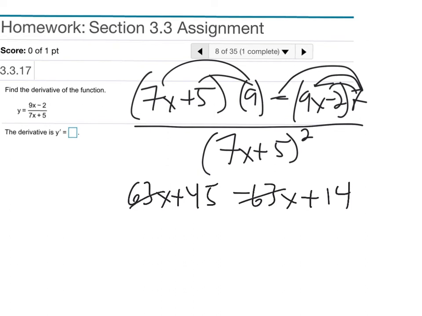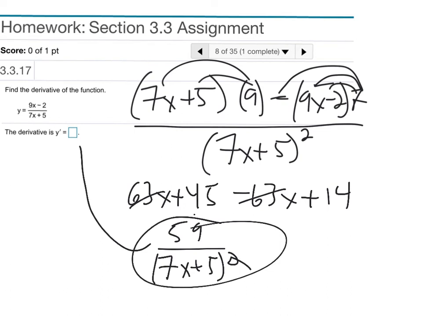I'm liking this problem. So 45 plus 14 is what? 59 over (7x plus 5) squared. I'll be very surprised if MATLAB will clean that up. I usually don't have to FOIL at the bottom, because you want to know when that equals 0, right? So it's easier to leave it factored. So that's the quotient rule. Kind of painless here. It's not too bad, but just watch.